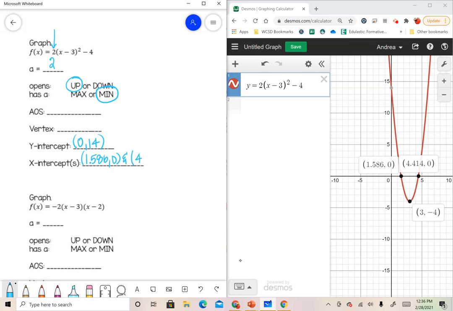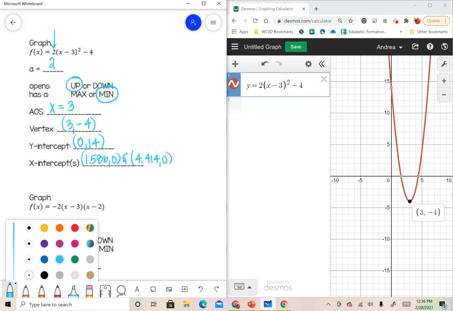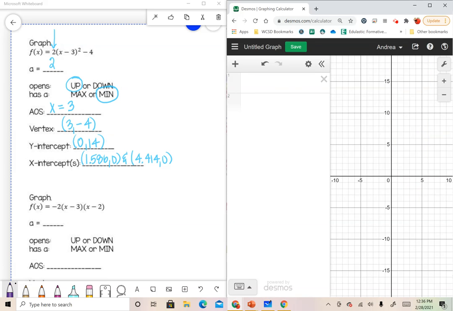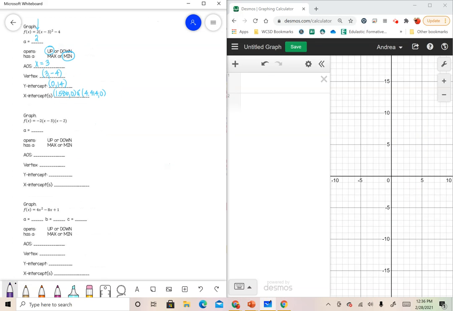And 4.414, comma 0. It's okay if they're ugly. Don't worry about it. Just put them in. My last point that Desmos gives me is always my turning point or my vertex, which is awesome that it gives you all these points. 3, -4. I'm done with that. The last piece that we need is my axis of symmetry. Remember, it's always x equals the x coordinate of my vertex, so x equals 3. There's my first example.